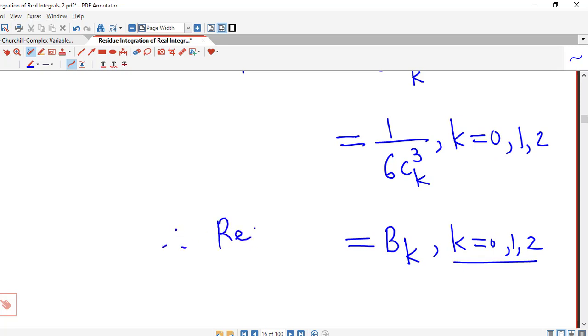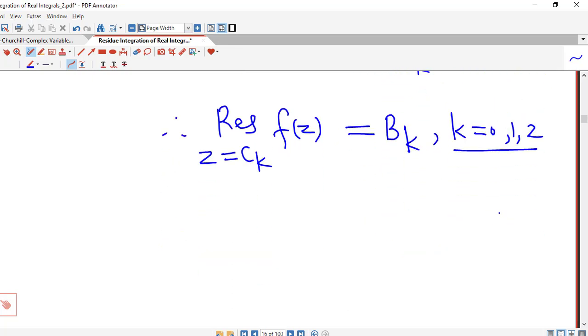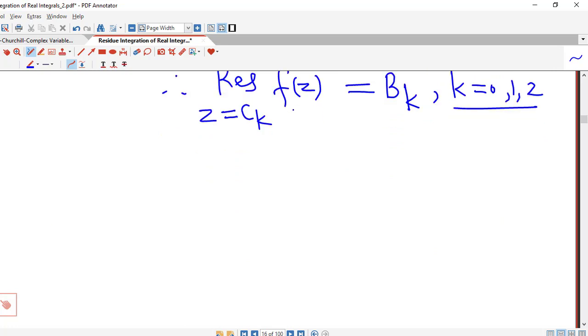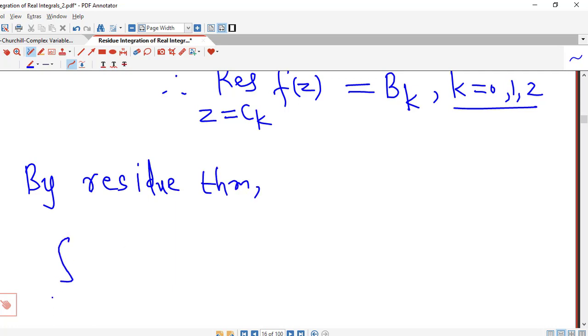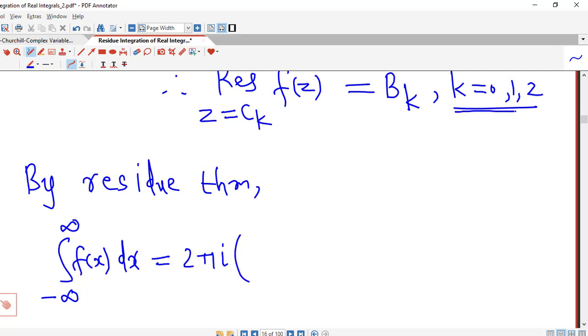Okay, we can write here also residue of f of z at z equal to c_k, k for 0, 1 and 2. So once we have values of residues of f of z at z equal to c_k, we can apply residue theorem. So now by residue theorem, improper integral from minus infinity to infinity f(x) dx is equal to 2 pi i times sum of residues of f of z. So there are 3 residues.